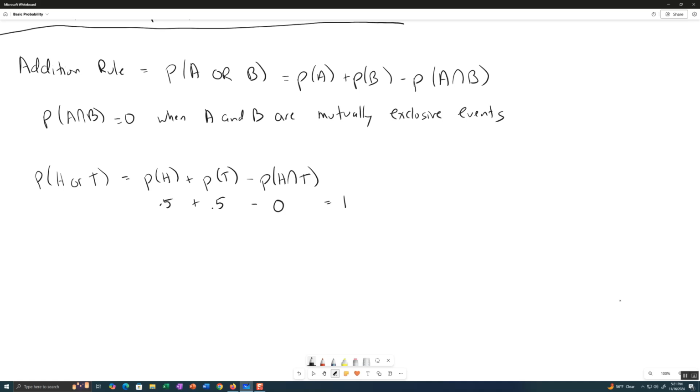So let's look at another addition problem. What's the probability of getting a 1 or a 3 on one roll of a 6-sided die?